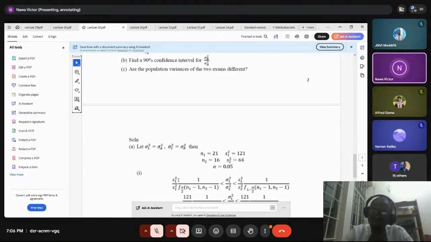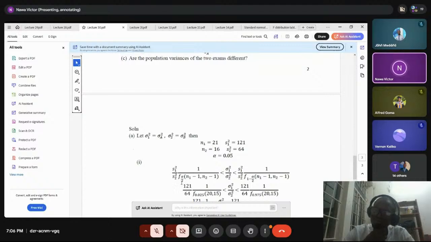And then this is the expression for the confidence interval. So the ratio of the variances divided by this F distribution value, giving an upper tail area of alpha over 2, with n1 minus 1 degrees of freedom in the numerator and n2 minus 1 degrees of freedom in the denominator. And then there is the complement of this alpha over 2 here, 1 minus that. And then we put the values. The variance for the first sample, 121. The variance for the second sample, 64. Alpha is 0.05 for a 95% confidence interval.